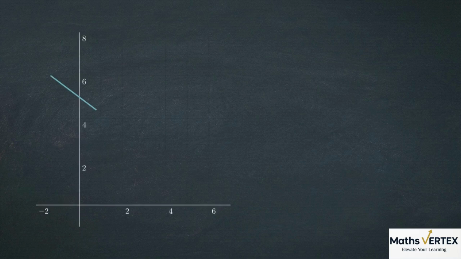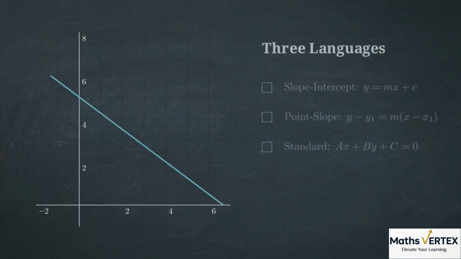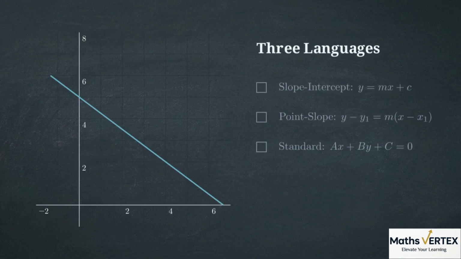This coordinate plane shows a single straight line. In algebra, we can express the relationship between x and y using 3 different mathematical languages: slope-intercept, point-slope, and standard form. The one we choose depends entirely on the specific information provided in the problem.